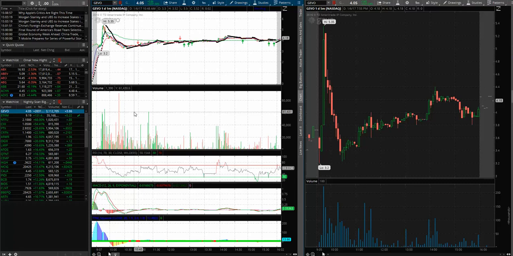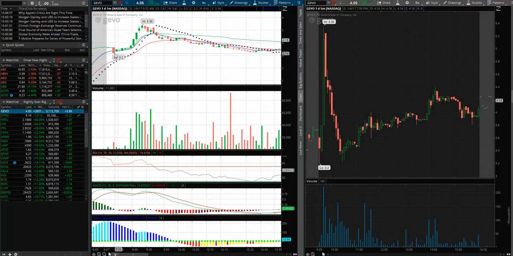This first trade I want to talk about, Jivo, is one of the chart patterns that I talk about in my momentum trading for beginners. You have two types of trades. One is when a stock just completely rips up and then just sells off. That's what happened with Jivo here.